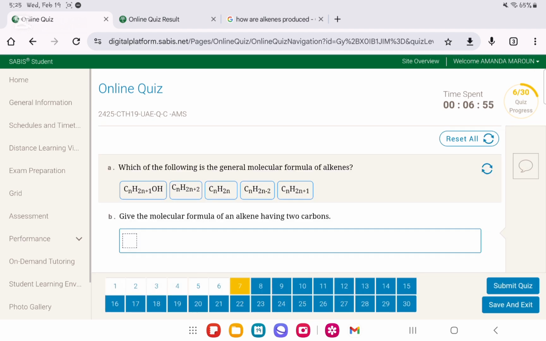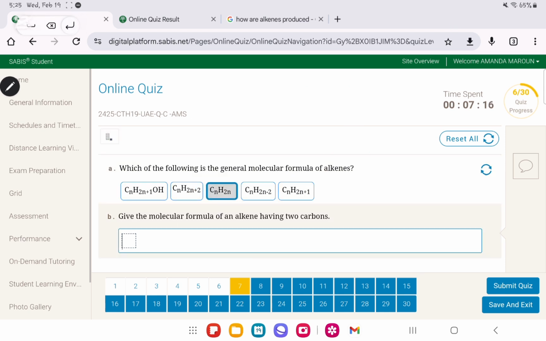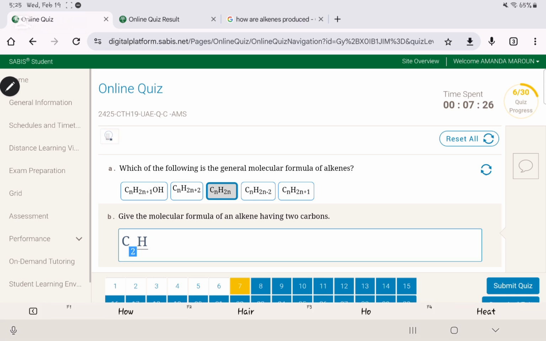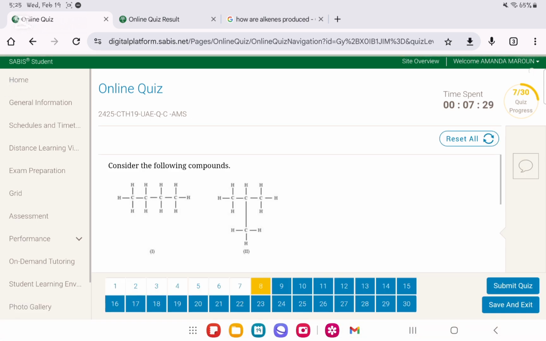We move on to question number 7. Which of the following is the general molecular formula of alkenes? Again, as we said, alkenes, their general molecular formula is CnH2n. So this is what we are going to choose, CnH2n. Now, they said give the molecular formula of an alkene having 2 carbons, so it's going to be C2H4. We move on to question number 8, which is consider the following compounds.